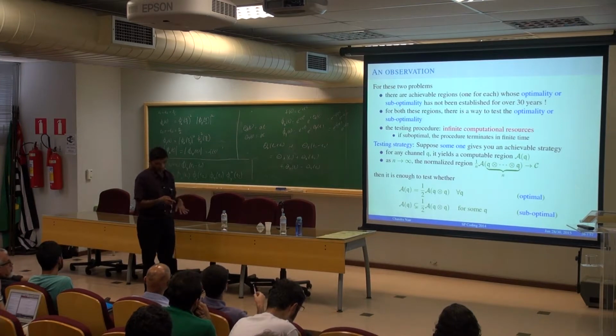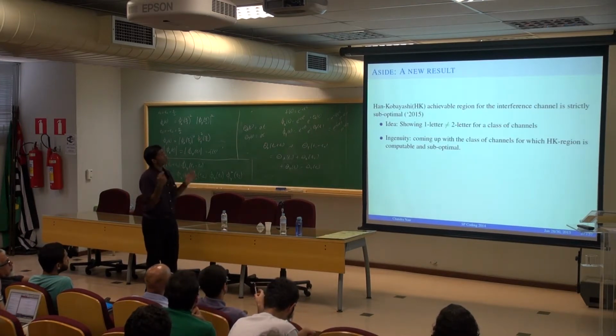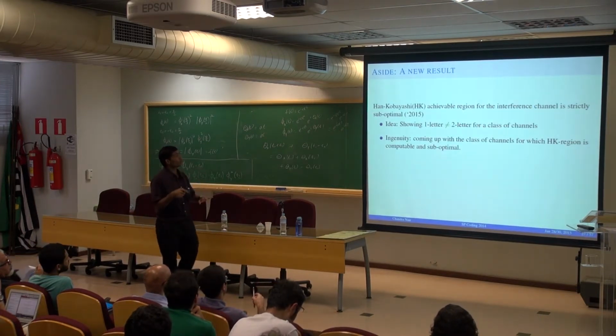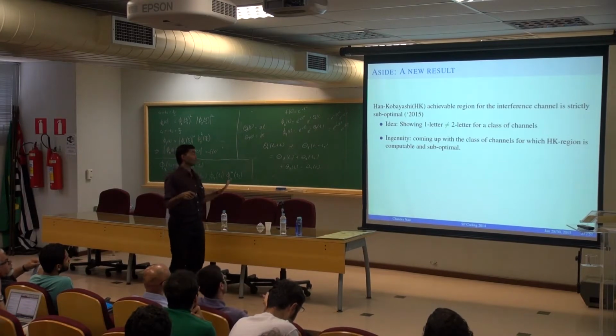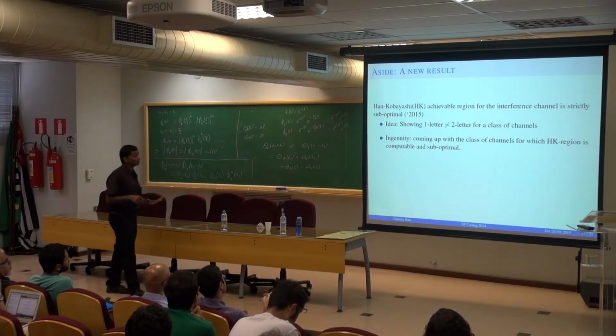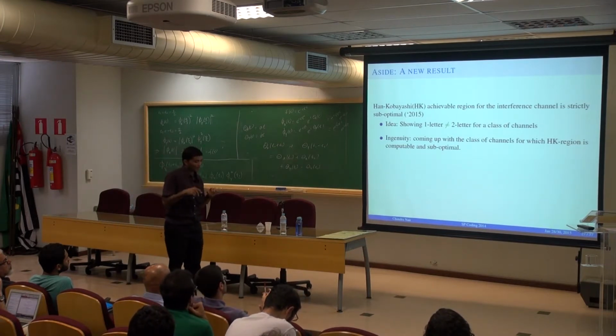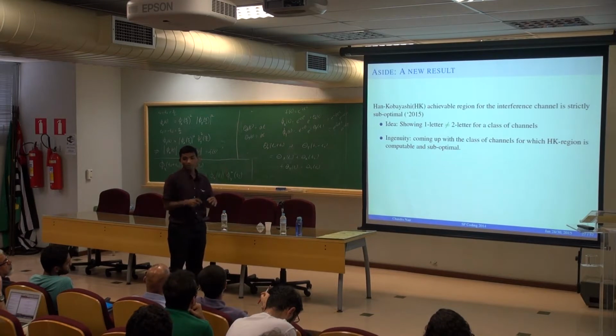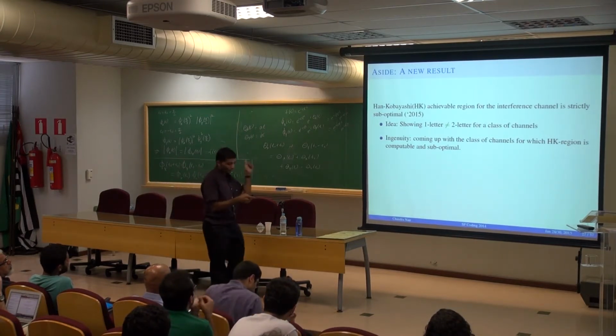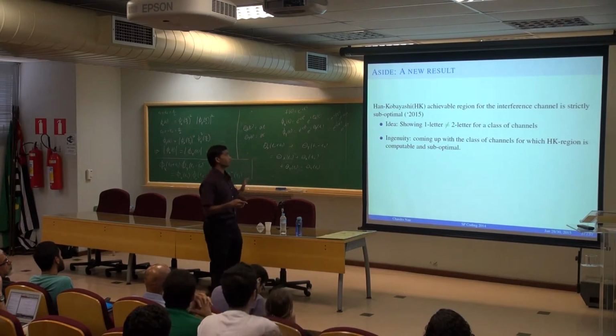We spent a lot of time. And so this is a new result. It's like the last 2 months. We showed that for the interference channel, it is not optimal. We showed that the Han-Kobayashi is not optimal. And you'll see later why the real difficulty is coming up with the class of channels for which this beats. So at least one of the things we know is not optimal.